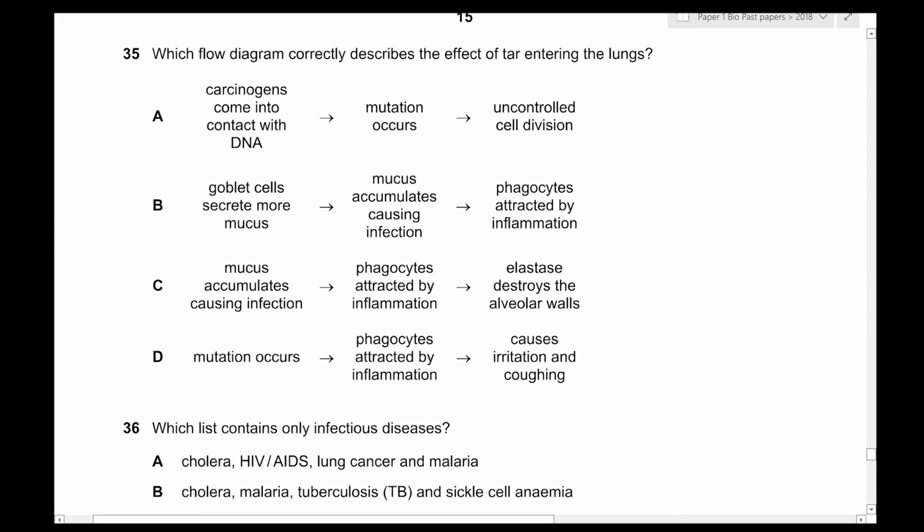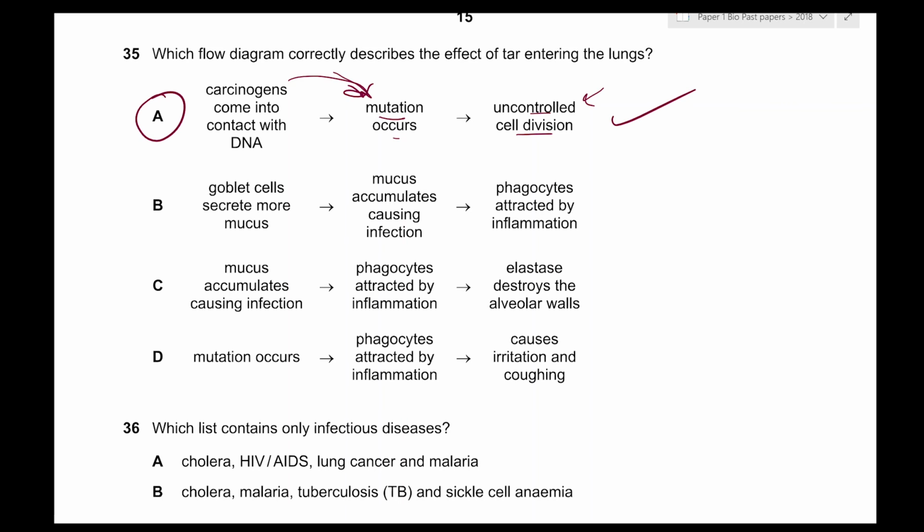Question number 35. Which flow diagram correctly describes the effects of tar entering the lungs? So A. Carcinogens come into contact with DNA. First of all, let's clarify that tar is a carcinogen, which forms tumors with long-term use of smoking. Carcinogens, mutation occurs, uncontrolled cell division. Yes, carcinogens cause mutations, and therefore cause cancers and uncontrolled cell division, so that's correct, and the correct answer is A.